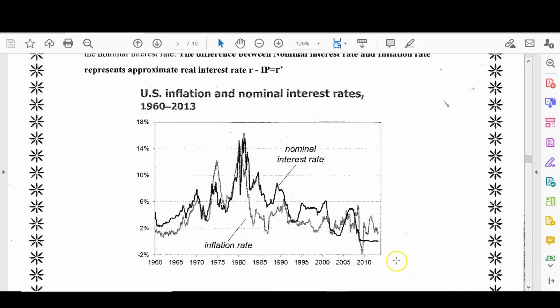But in special times, such as a financial crisis, for example around 2008, you can see that the gray line is above the dark line. So the inflation is so high, it is higher than R, IP is higher than R. So the real interest rate, R star, becomes negative.